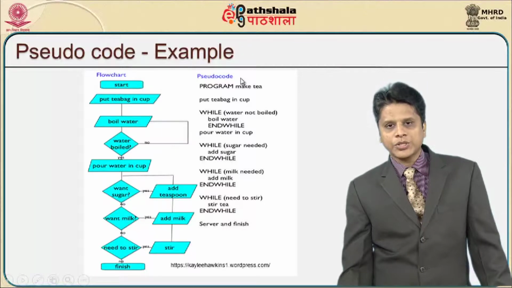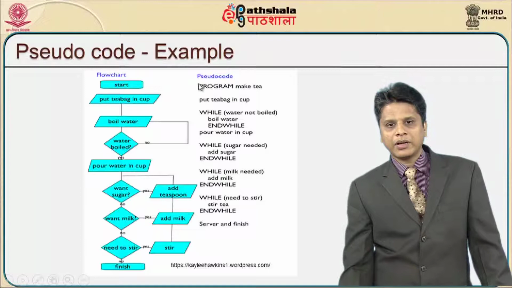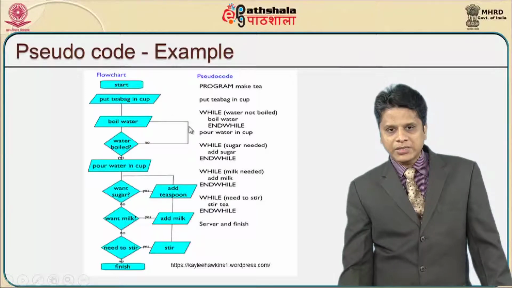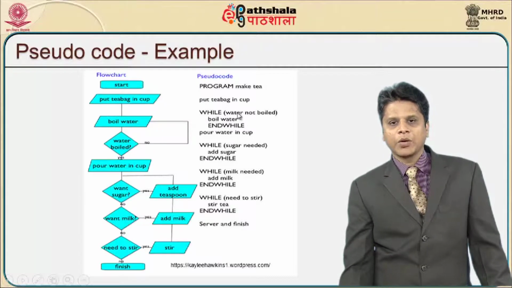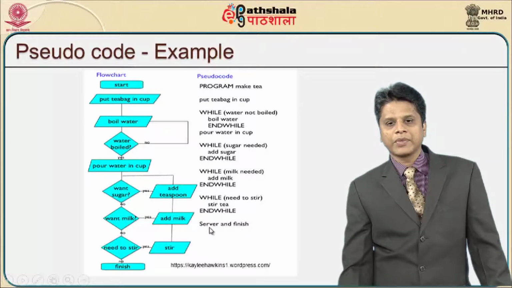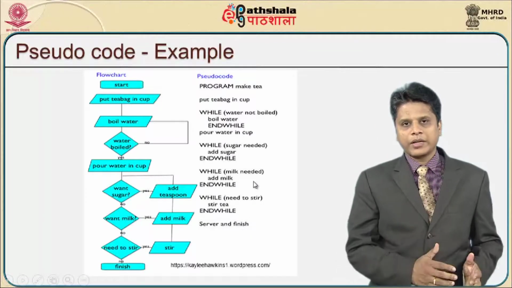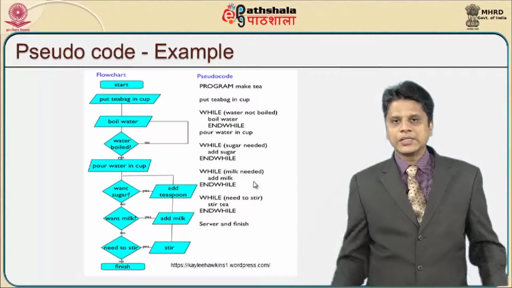So converting that into pseudocode will initially give me a program for making tea, where put tea bag in the cup becomes the first statement. Because this involves a lot of looping, I'm just converting that into a while statement. While water not boiled, boil the water, end while. Pour water in the cup. While sugar not needed, add sugar, end while. Milk not needed, add milk, end while. Not to stir, stir the tea, end while, and finish the task. So this is how I translate all these simple things that I have noted down in diagrammatical format into pseudocode.